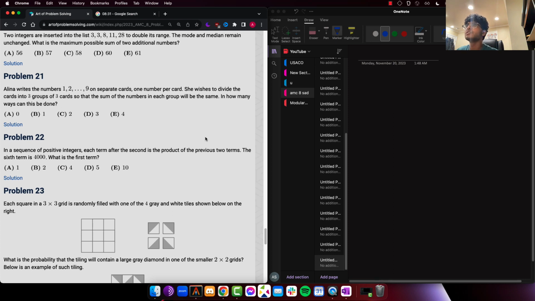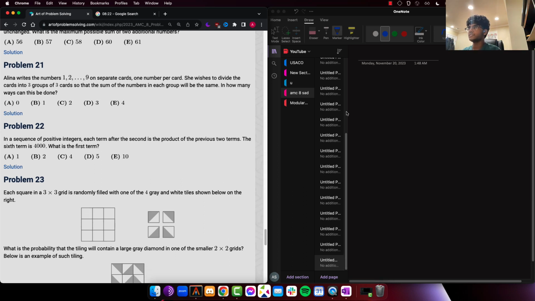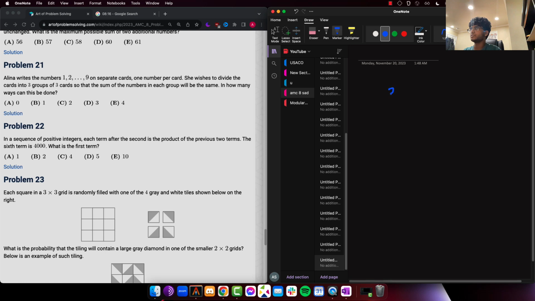Alice writes, use to divide them. This looks like a combinatorics problem. Is there anything easy right now? 22 looks not too bad. Each term, okay, yeah. Let's bash this.